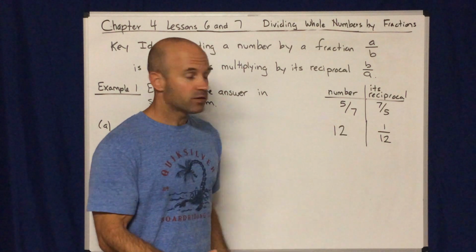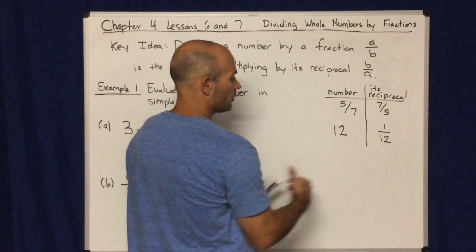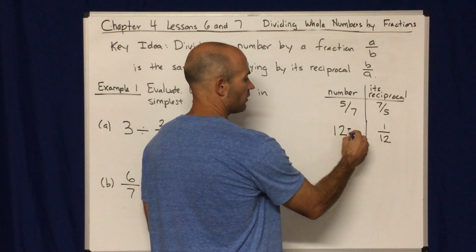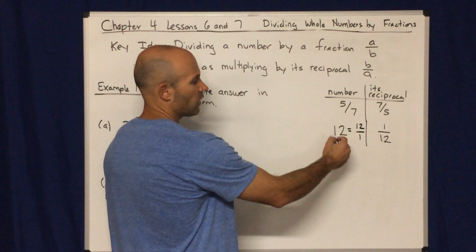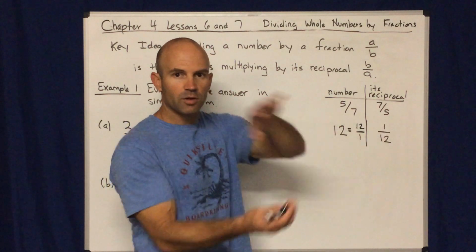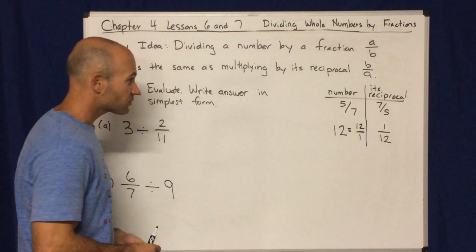Whole numbers also have reciprocals. So the whole number 12, its reciprocal is 1 over 12, and the reason for that is you could view this whole number 12 as being the same as 12 over 1. All right, so here is this whole number 12 written as a fraction, and then visually I can see this process of taking the reciprocal, which just amounts to trading the numerator and denominator.